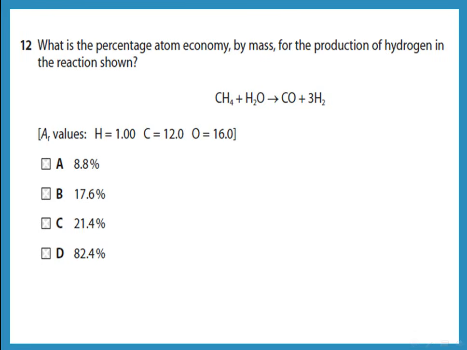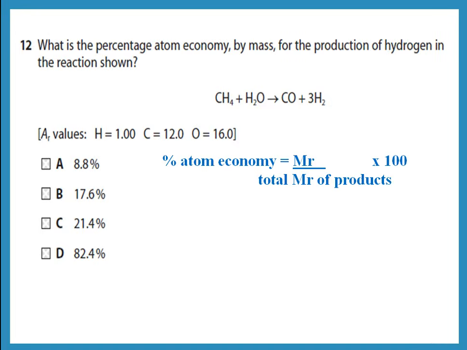Okay, what is the percent atom economy by mass for the production of hydrogen in this reaction? And we said again, how do we get percent atom economy? Percent atom economy is the molecular mass of the required compound, so for the required product, for example, the molecular mass here of hydrogen, over the total molecular mass times 100. That's how we get percent atom economy.